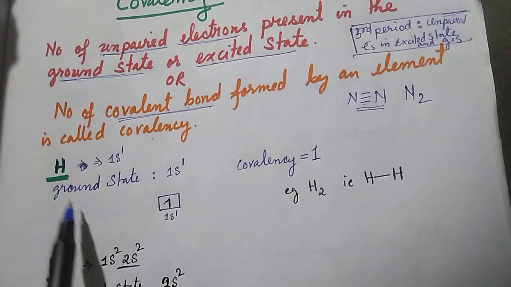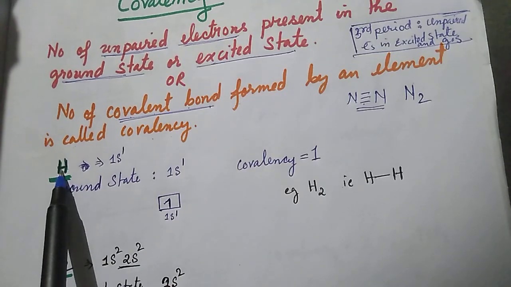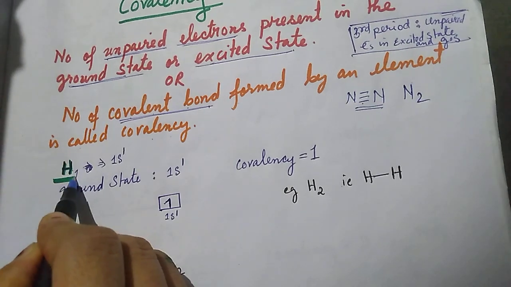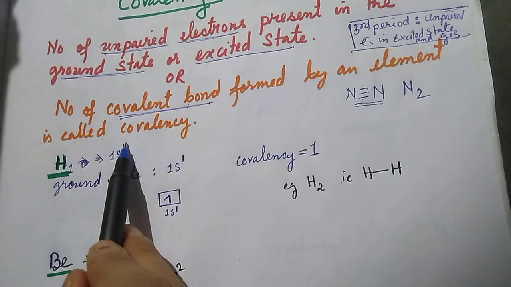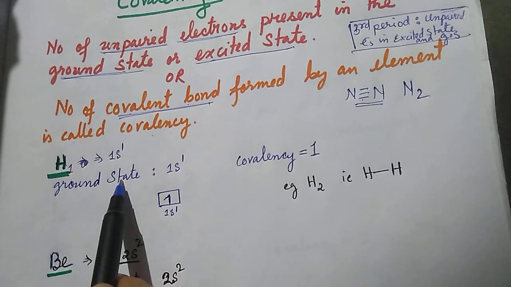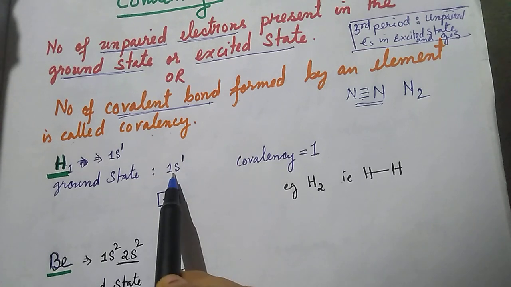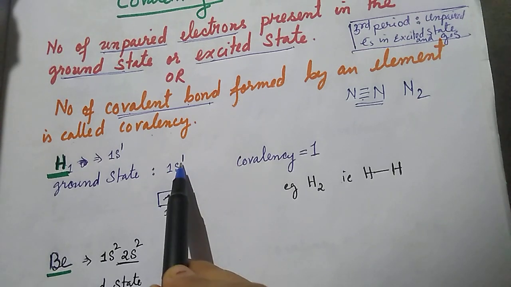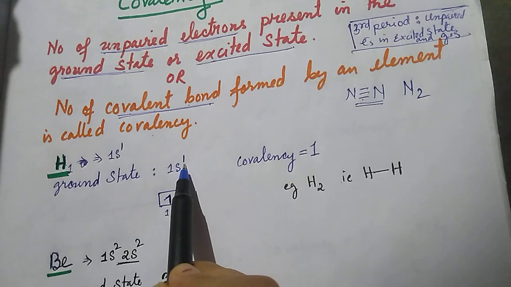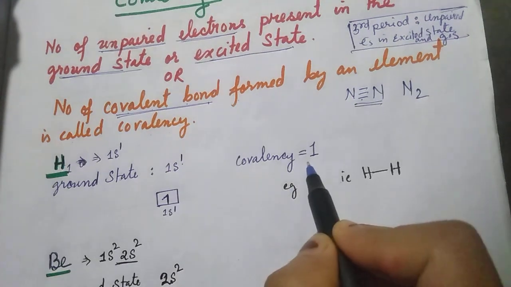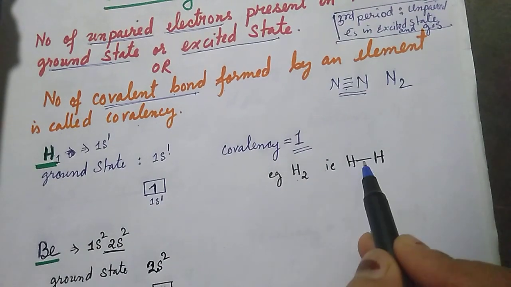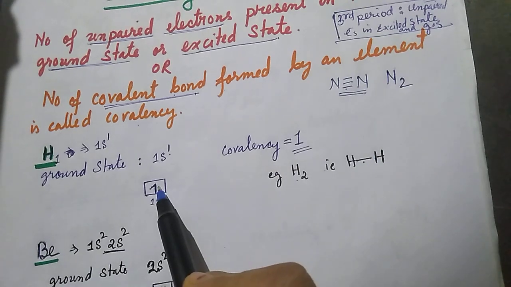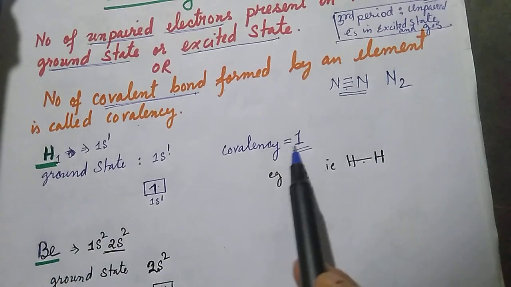So hydrogen. Hydrogen has atomic number 1. The electronic configuration is 1s1 in the ground state, the normal state. So how many unpaired electrons are here? 1. So the covalency will be 1. And also we find the example H2. How many bonds are here? Only 1. This is due to the presence of 1 unpaired electron. So the covalency is 1.